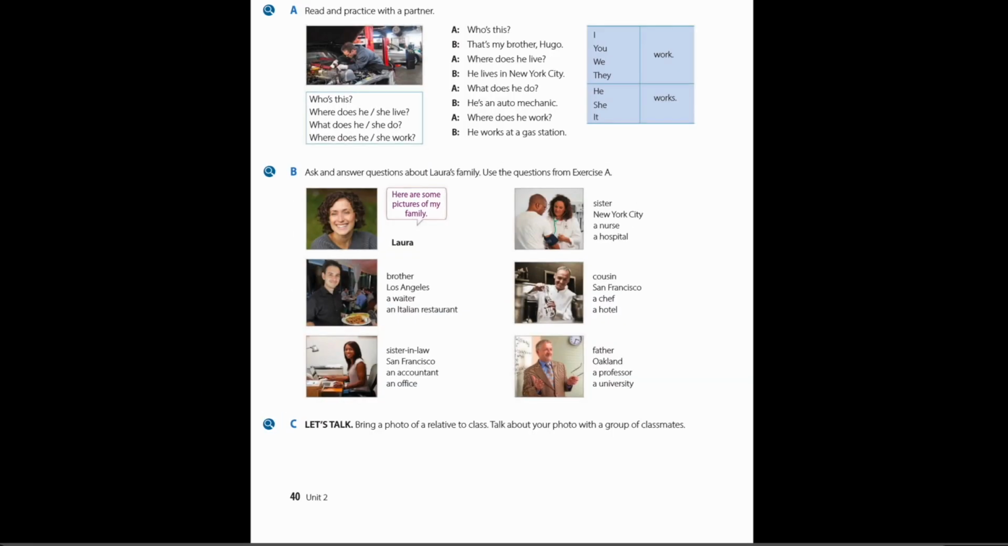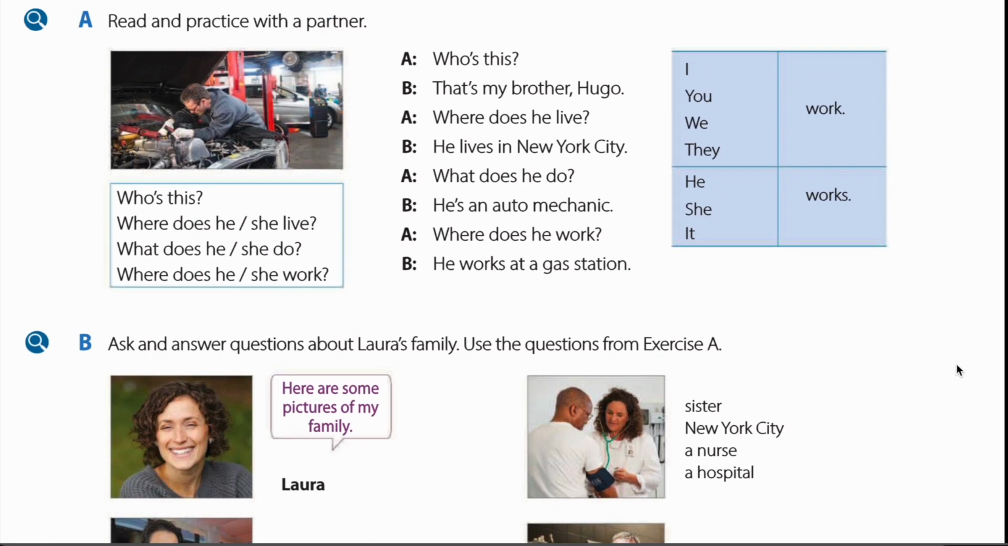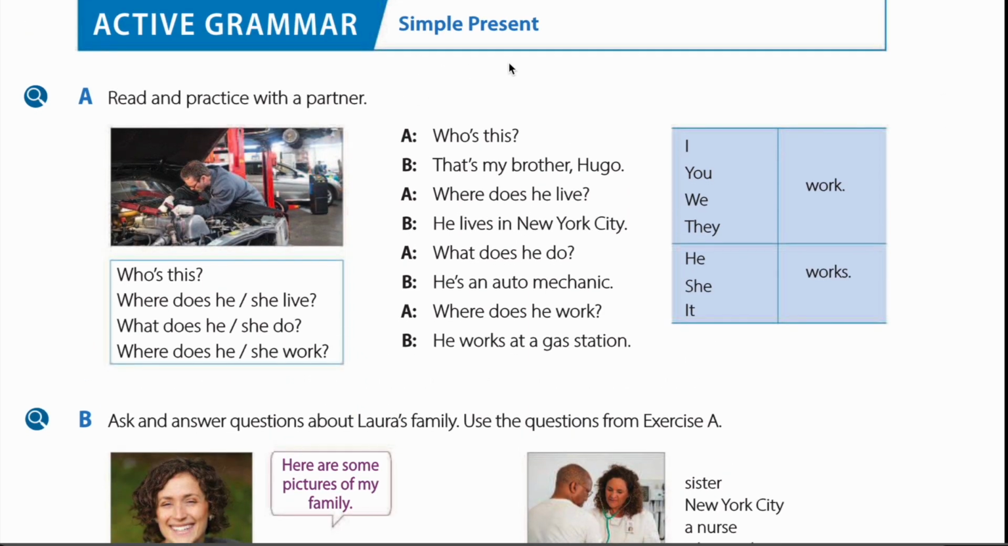Now let's move on to page 40. This is an interesting activity. Now, this grammar point here is the simple present. The simple present is something that talks about what you do, where you live, where you work, okay? So here's a conversation, very simple conversation about this person in the picture and here are some questions that you might want to ask, then you're going to need this chart here to answer the questions.